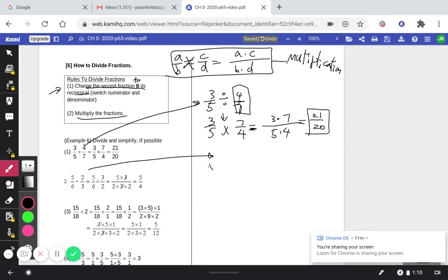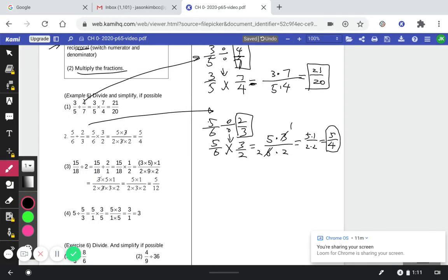How about the second one? How about 5/6 divided by 2/3? Again, you change it to multiplication by flipping the second one only. So you leave the first term as it is, but change the division into multiplication, and change this one into its reciprocal, which is upside down. And then you write the numerators together and denominators together. Then I can see 3 goes into 3 once, 3 goes into 6 twice. So you end up with 5 times 1 over 2 times 2, which is 5 out of 4.